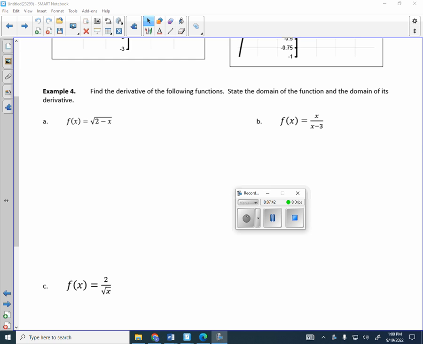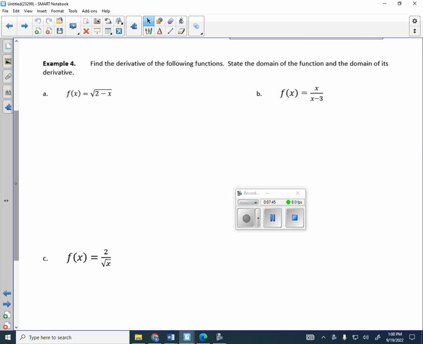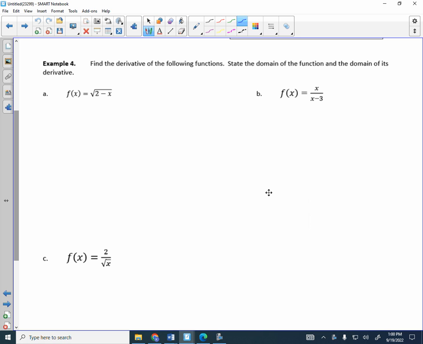Okay, we move past the graphs. We're moving to this section, these 3 problems. Find the derivative of the following functions, and so on and so forth.